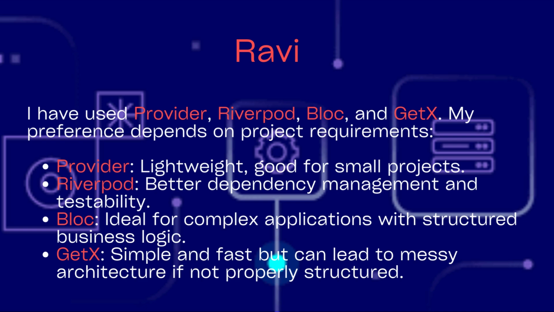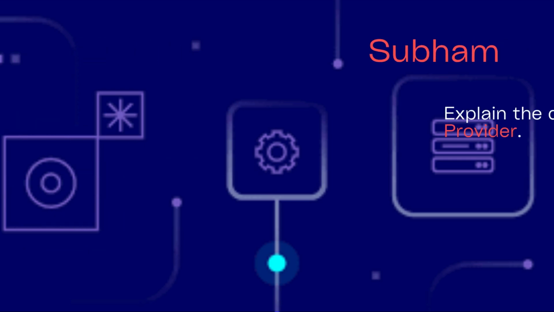Provider: lightweight, good for small projects. Riverpod: better dependency management and testability. Bloc: ideal for complex applications with structured business logic. GetX: simple and fast but can lead to messy architecture if not properly structured.